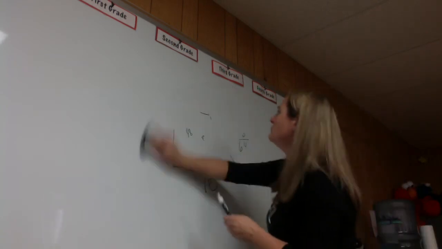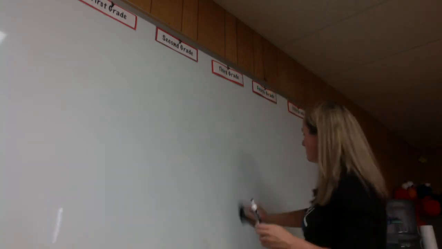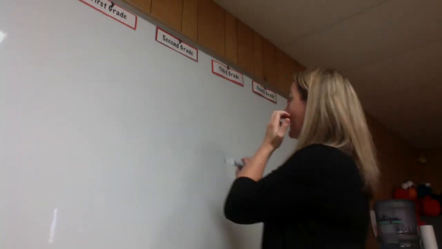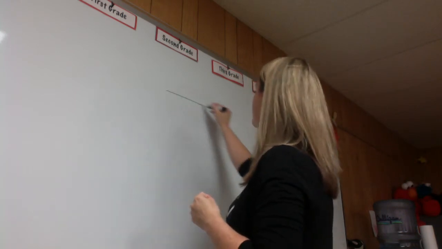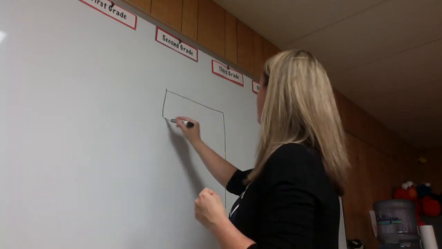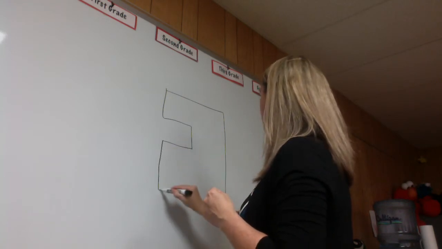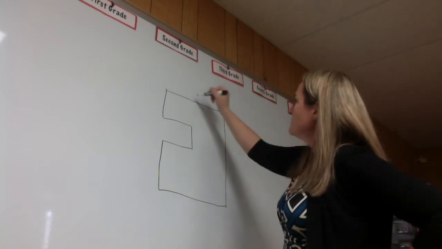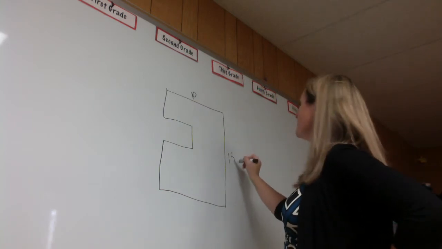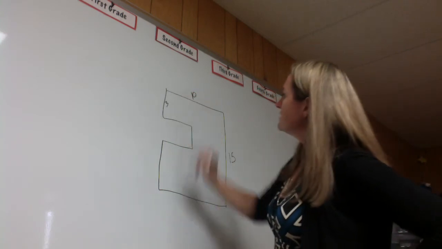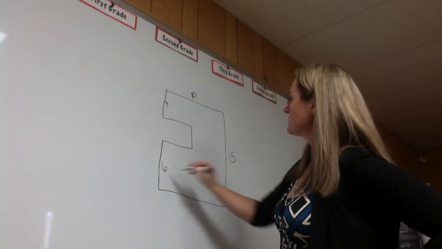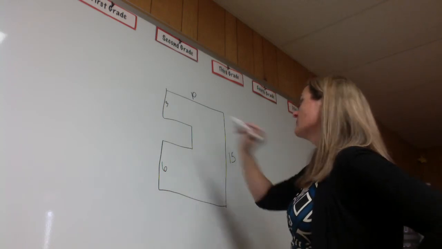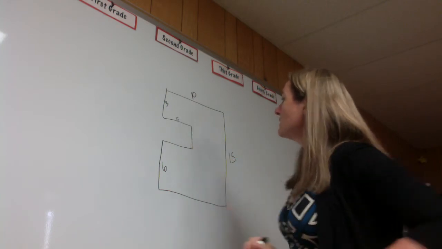Let's try one more. You're going to have to start adding these imaginary lines to help you break up the shape. All right, so say I've got this kind of shape. Let's put some values in. This is 10, this is 15, this is 3, this is 6, and this is 5.